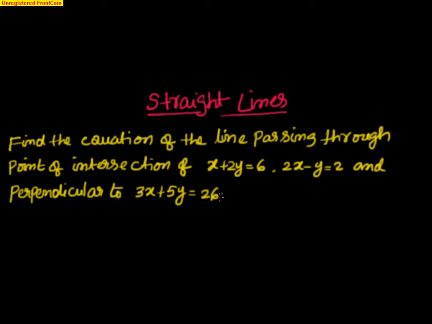So let me just try to divide this into parts so that I can understand a little bit. First thing it says is find the equation of the line. So that's what I have to find out. Passing through the point of intersection of these two lines means that if I am able to solve these two lines, I can get a point. So I'll note down here, I'll get a point if I solve that. That is my first input.